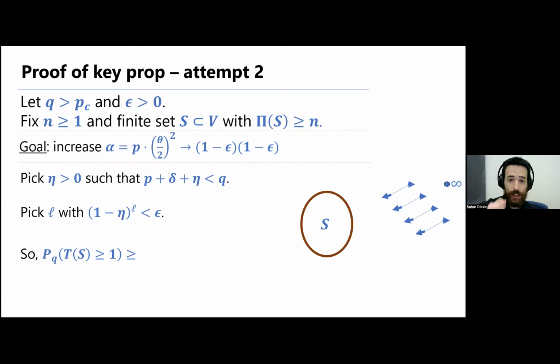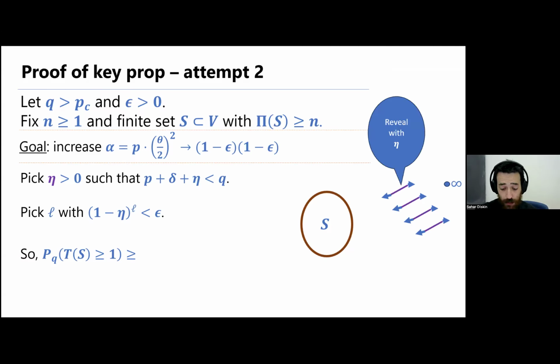So I start with the sprinkling. I start with the low density thing. So I reveal them with eta. And I know that because of how I chose this eta, with probability at least 1 minus epsilon, one of them opens, say this one. And then after I manage to find a good place to start my exploration, and it's a good place because I know this one goes to infinity with not that bad probability, this one goes to S with not that bad probability, I just continue with the P percolation and ask that this thing happens. So this only costs me theta over 2 squared.